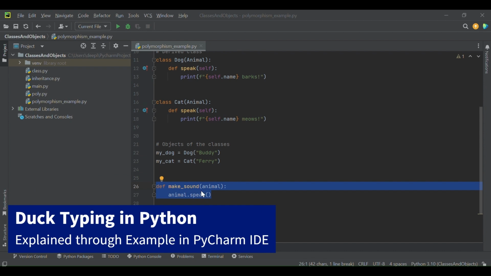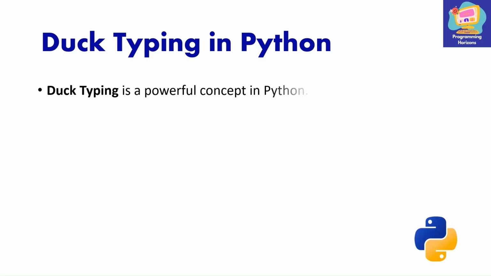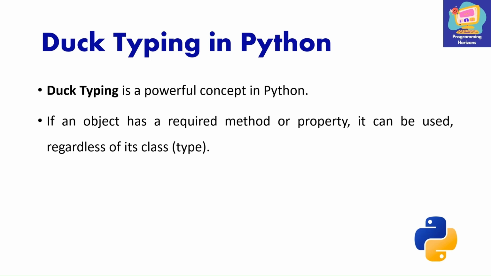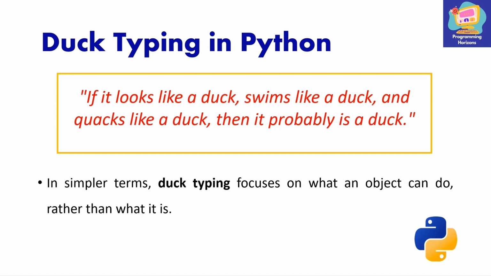In this example, the make_sound function doesn't care whether the object passed to it is an instance of Dog class or Cat class. All it cares about is that the object has a speak method. This is known as duck typing in Python. Duck typing is a powerful concept in Python, according to which if an object has a required method or property, then it can be used regardless of its class or type. The name duck typing comes from the saying, if it looks like a duck, swims like a duck and quacks like a duck, then it is probably a duck. This means that duck typing focuses on what an object can do rather than what it is.